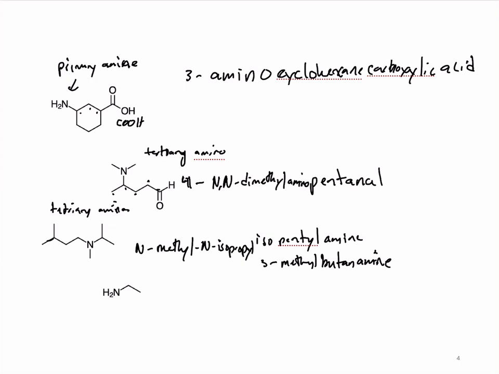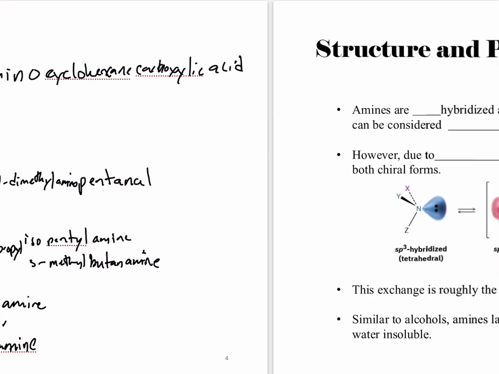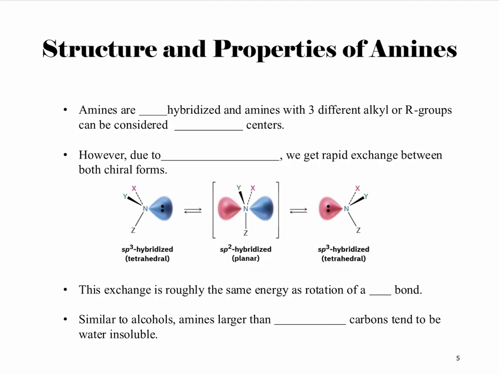Then we have the last one, which we've already seen, which would be a primary amine, and this would be ethylamine or ethanamine, and both of these would be acceptable. So those are some examples of how we can name and classify different amines. Now we'll get into the structure and properties of amines.